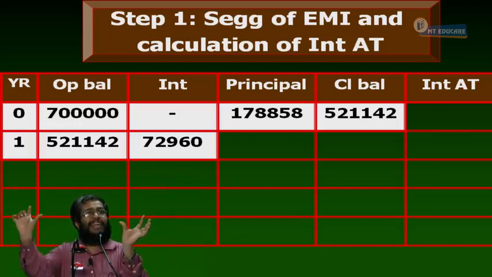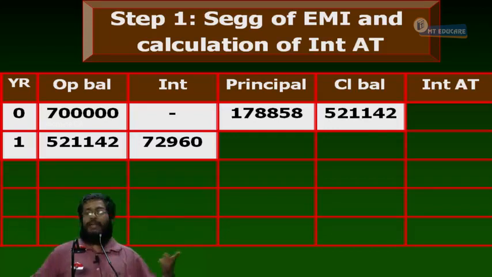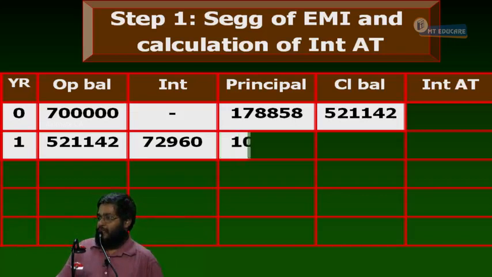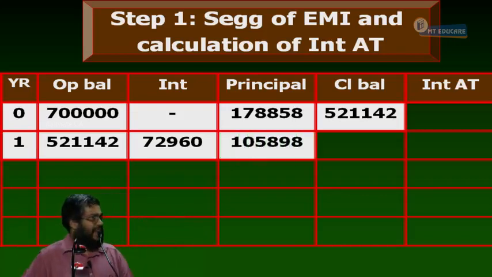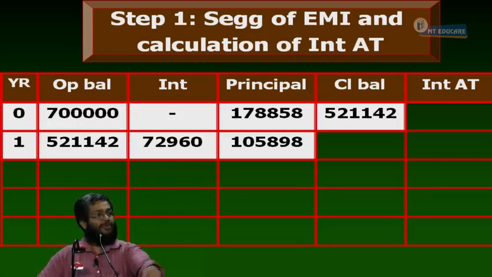178,850. In this, the bank takes how much for interest? 72,960. What is attributable to principal? It is how much? 105,898. Everybody understanding it or not? Towards principal is 105,898.